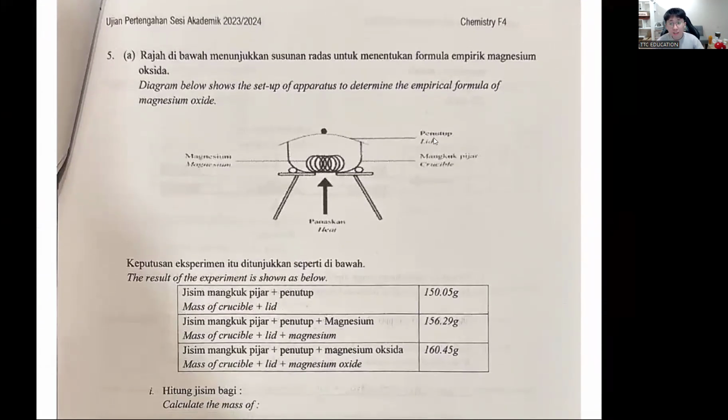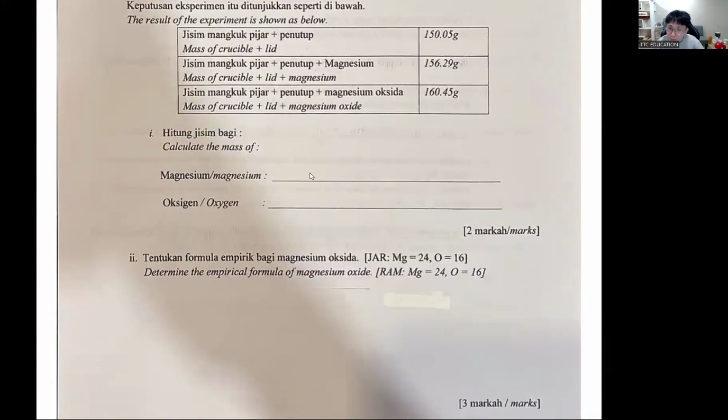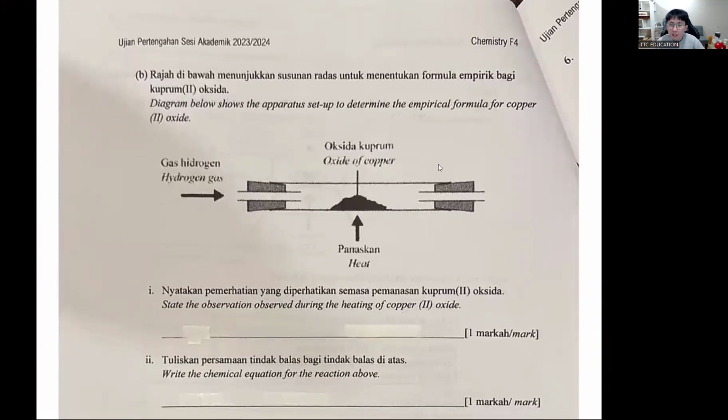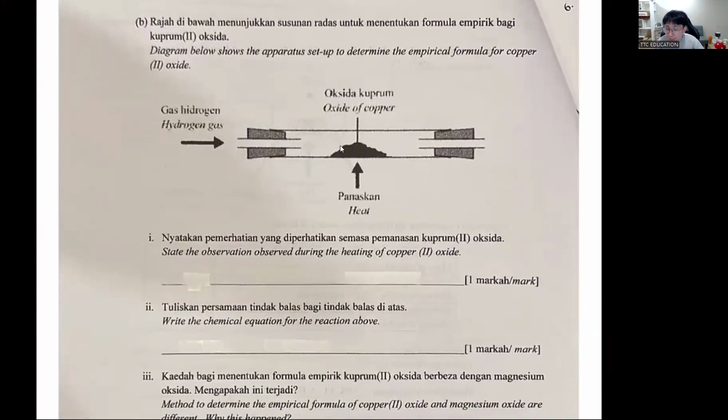And then you see, guys, remember this? The open and closed experiment of magnesium oxide. Then they're gonna ask you to calculate the mass, calculate empirical formula, do the table. Okay, and then of course we got the copper oxide experiment also, because guys, remember empirical formula, we got 2 experiments.